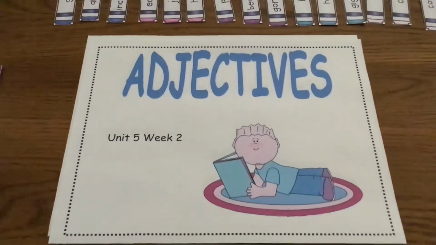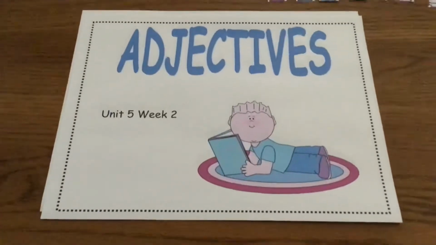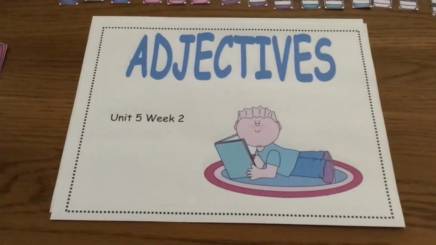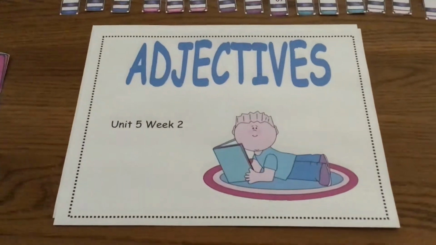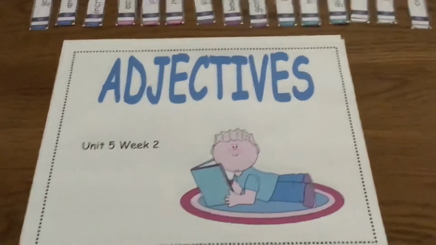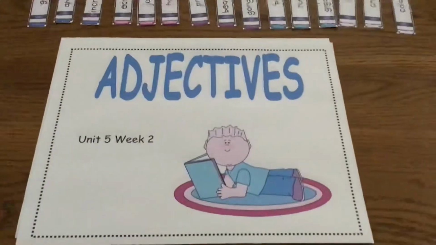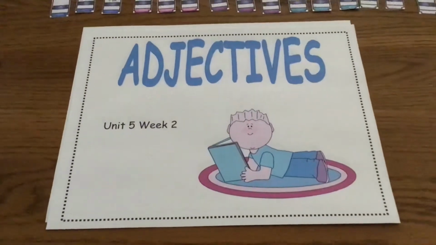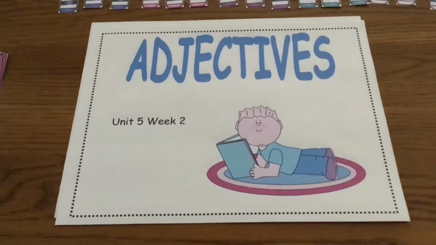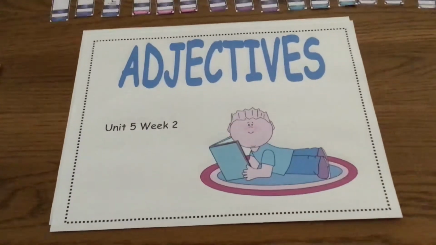Another lesson we have in Unit 5, Week 2 is on adjectives. And we've touched on those when we talked about shades of meaning, if you've already seen the video on shades of meaning. When we were doing the shades of meaning, we were actually using adjectives. Okay, we talked about what a noun is. A noun is what? It names a person, place, thing, or animal. Desk, chair, book, house.